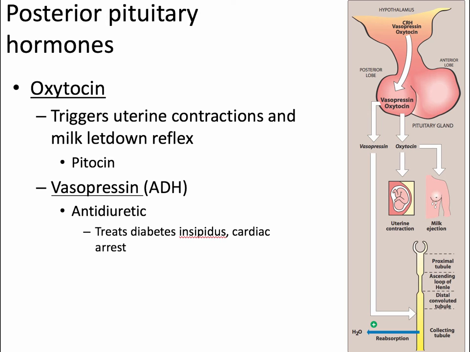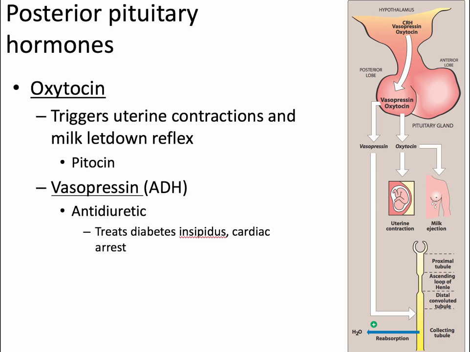Vasopressin is also released by the posterior pituitary lobe, and that's the same as ADH. It's more commonly known as ADH, so antidiuretic hormone. And this treats diabetes insipidus or cardiac arrest. So diabetes insipidus, it's a rare disorder, and it occurs when a person's kidneys pass an abnormally large amount of urine. And because it's a large volume, it's very dilute and odorless, which is where the name is coming from.